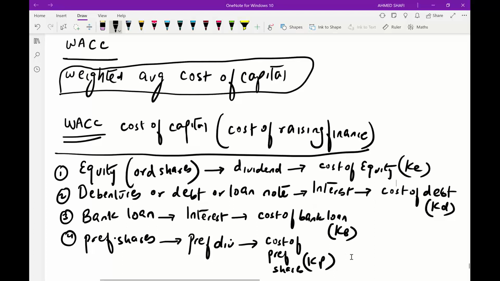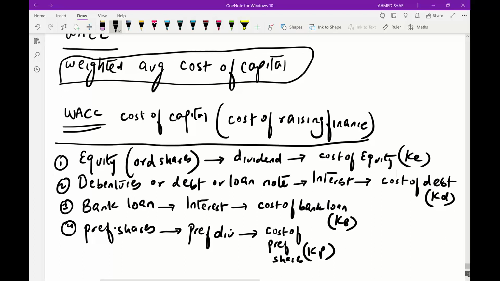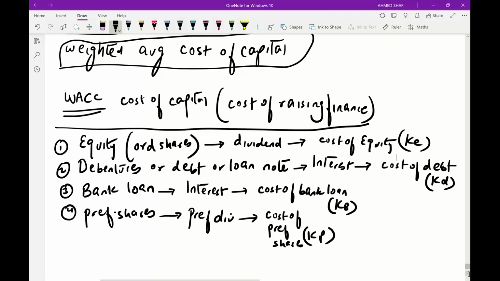So this was the basic concept of cost of capital: that cost of capital is the cost of raising finance. People ask how raising finance creates a cost. You raise finance via equity, via debt, via bank loan, via preference shares. You have to pay return to these parties. If you're raising finance via equity, you have to give return to equity holders. This is a cost, KE. If you raise finance via debt, you have to pay interest to them. That's a cost of debt, KD. If you raise finance via bank, you have to pay interest to the bank. That's a cost of bank loan, KB. And similarly, if you have to pay preference dividend, that's a cost of preference shares, KP. If you want, you can copy this, please.